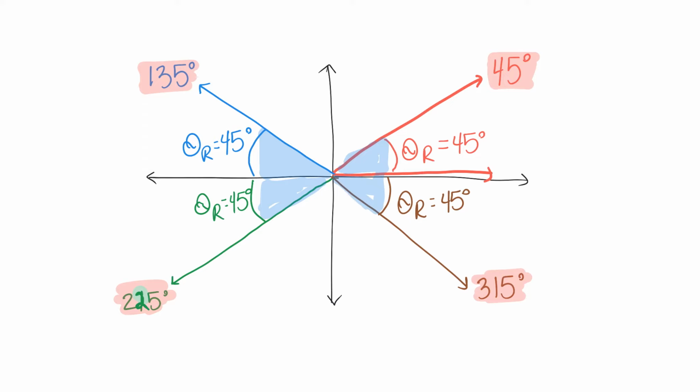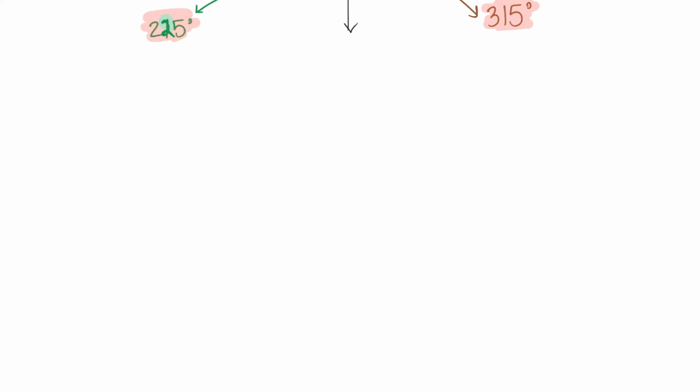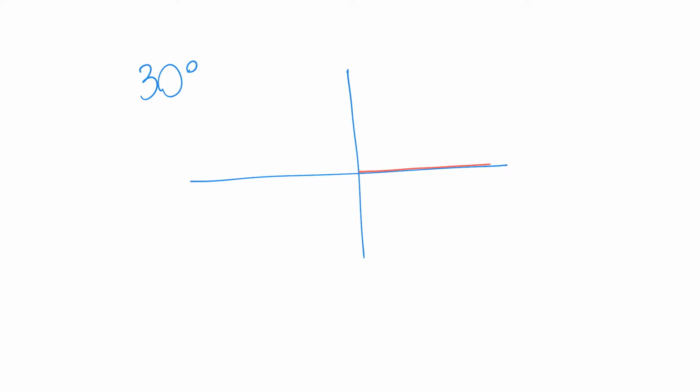Now, 45 is a big deal. 45 is one of our special angles, okay? Can you guess what the other special angles are? You got it. It's 30 and 60. So same deal with those. Let's look at 30 for just a second. If we look at a graph with a reference angle again, oops, that's not where 30 is. 30 is way down here. 30, that's a reference angle of 30.